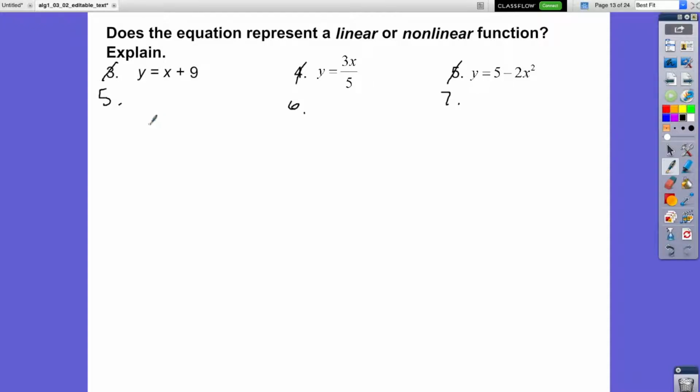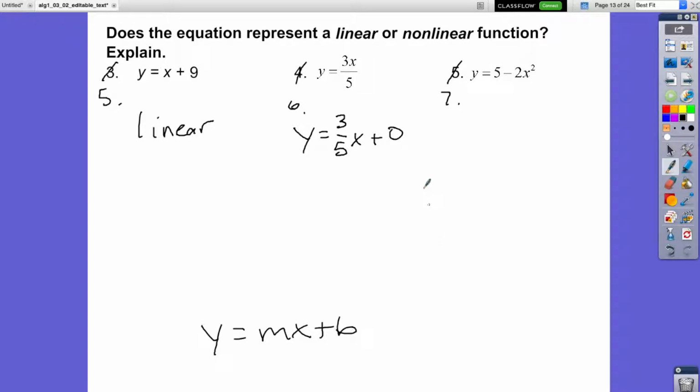Number 5, linear or nonlinear? Linear. When I first asked you this question, some of you guys answered that this was nonlinear. It actually is linear, and here is why. I'm going to pull apart the fraction, and it's 3 over 5x. And remember, what format should we be able to write it in? y equals mx plus b. So watch, this is y equals mx plus b.